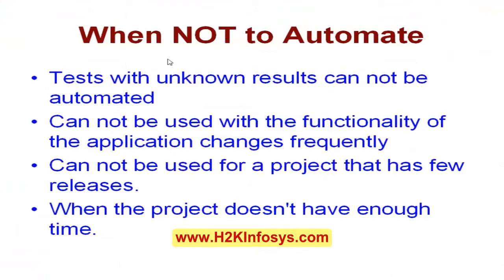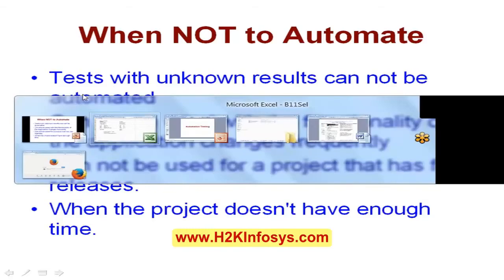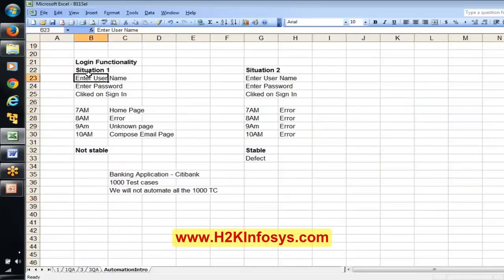Okay. We are going to filter the 1000 test cases based on these points. Say here, any test with unknown results cannot be automated. Okay, it's again talking about stability. Say you know the input, like you're entering the username, you're entering the password, and you are clicking on sign in. After you click on sign in, you are not sure what page it is going to give to us. It's a kind of unstable.